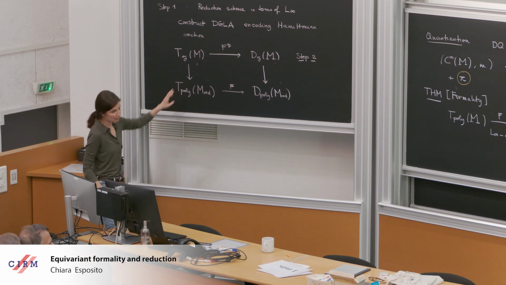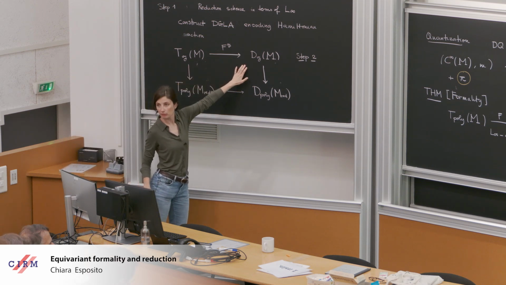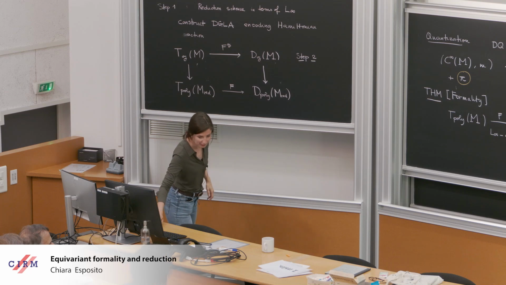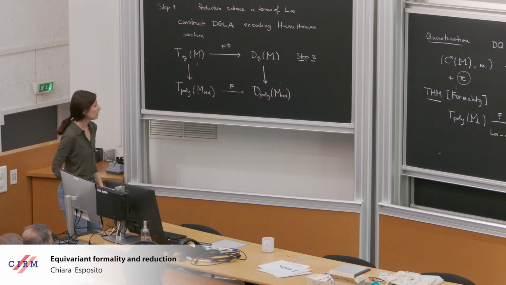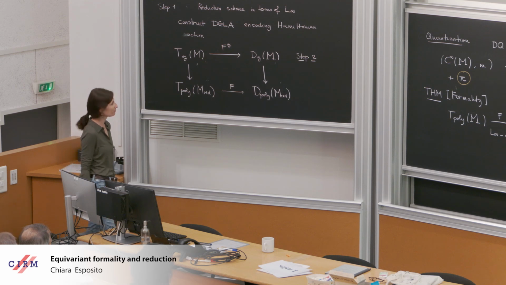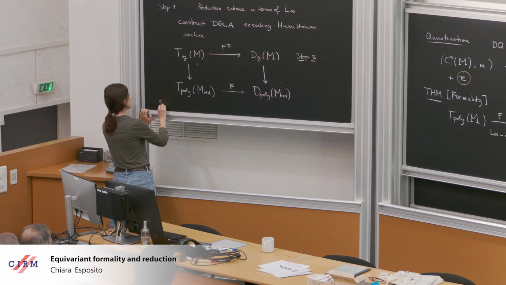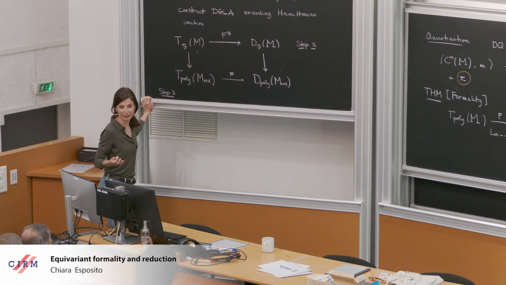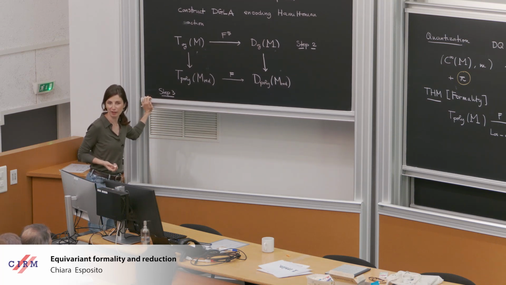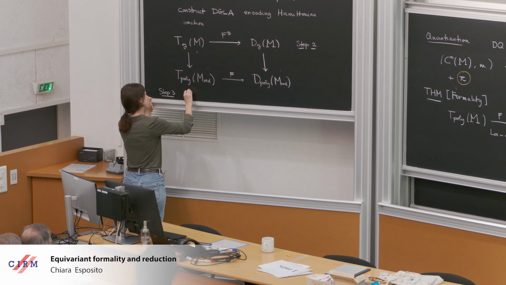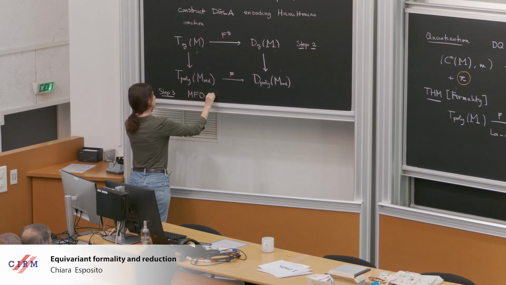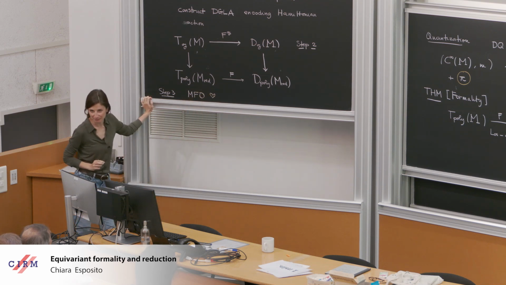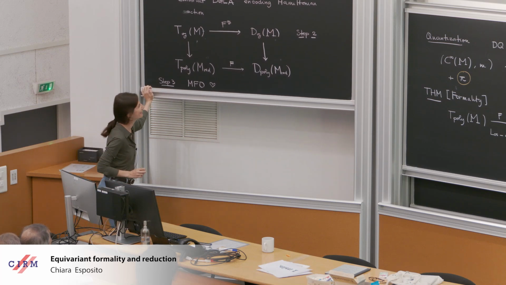Okay, so step number 3, equivariant formality. This is something that was conjectured many years ago by Boris Tsygan. And as many of you already know, thanks to a stay in Oberwolfach recently, this has been proved.